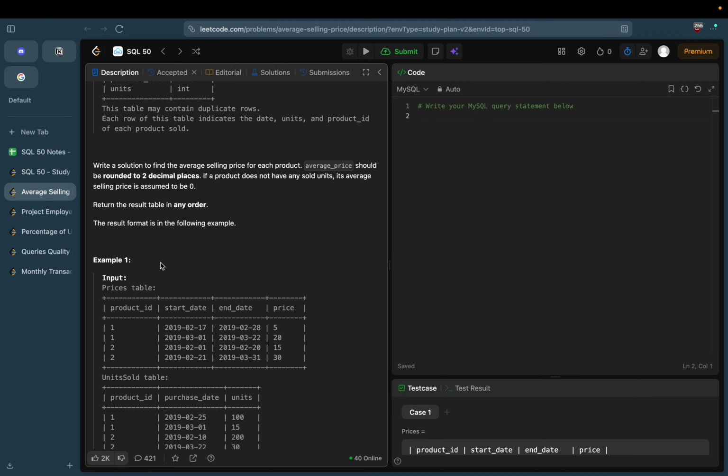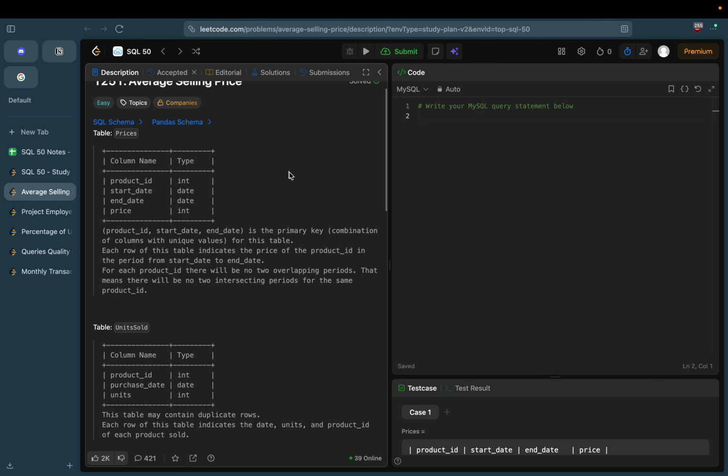Write a solution to find the average selling price for each product. Average price should be rounded to two decimal places. So we'll use the round function to solve for this, and for calculating the average for each product we need to consider every product's price. So we can visualize it by thinking that when we are joining these tables to find the common ground, we need to consider all the products. Hence the prices table will be a base table, in other words the table towards the left side of the left join.